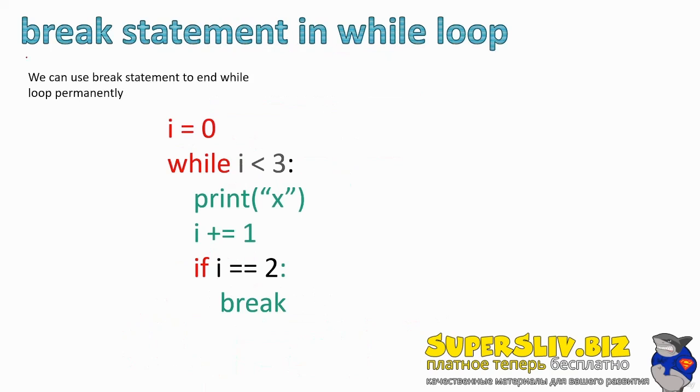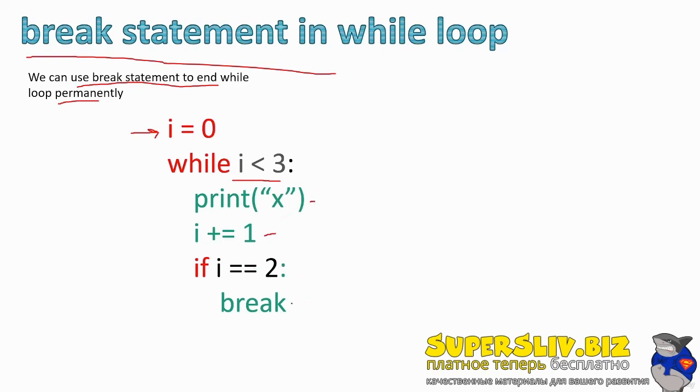Now let us talk about two control statements in while loop. First one is break statement. We can use break statement to end while loop permanently. So let us see this example. I have created variable called I equal to 0. Then the condition is I less than 3. Then print x, I plus equals 1. If I equal to 2, break.